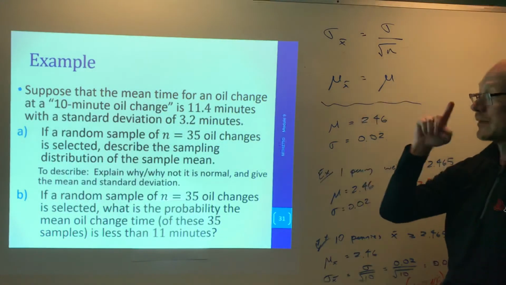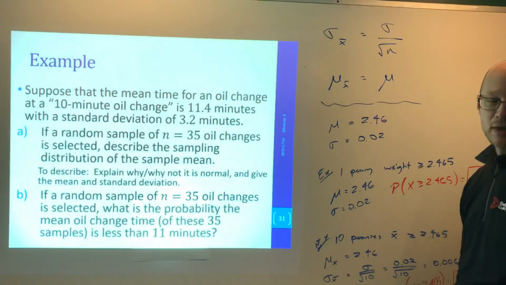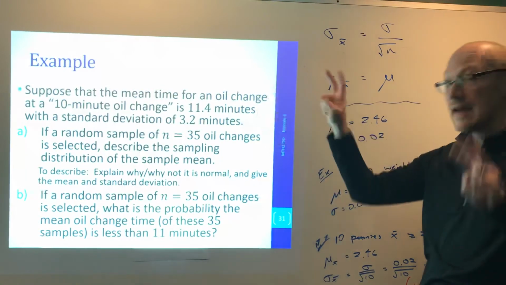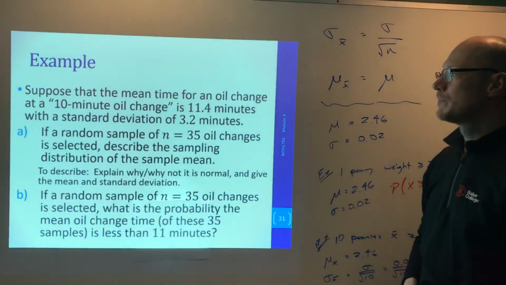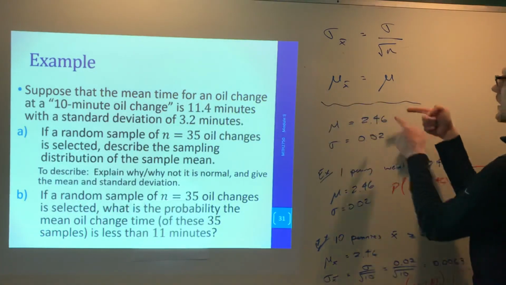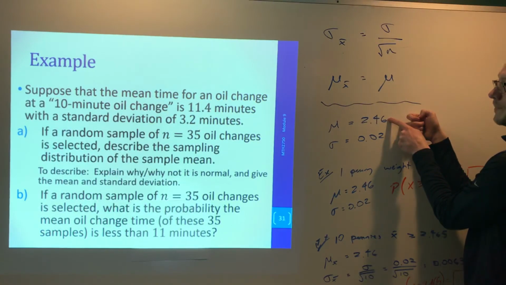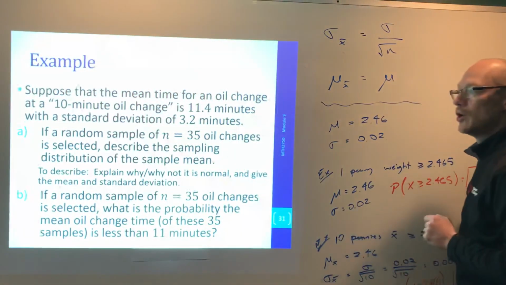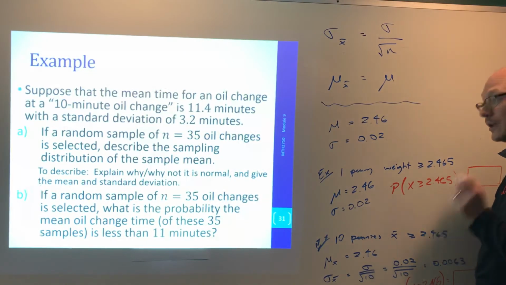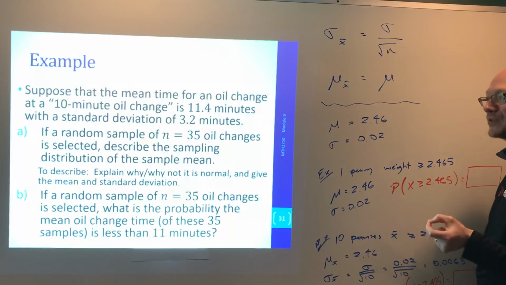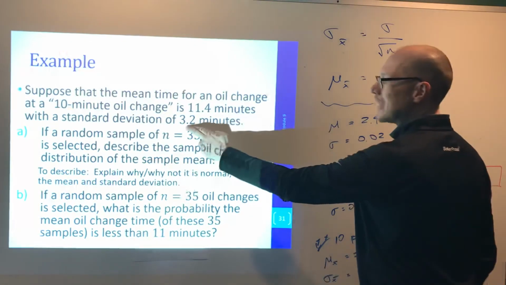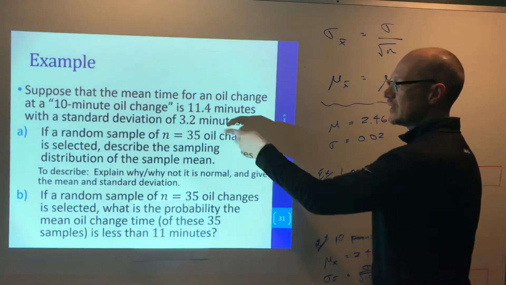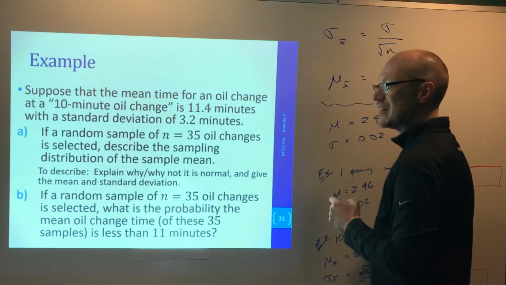I think you've got an example like this in your homework, so I don't think I'll spend any more time going through this. But suppose the mean time for an oil change at a 10-minute oil change place is 11.4 with a standard deviation of 3.2. That means the population is 11.4 with a standard deviation of 3.2. Well, what if you collect 35 oil changes? Knowing that your sample size is 35, you're going to divide down this standard deviation by the square root of 35, roughly 6, right? So you're going to take this and divide it by the square root of 35, and then do your normal analysis.